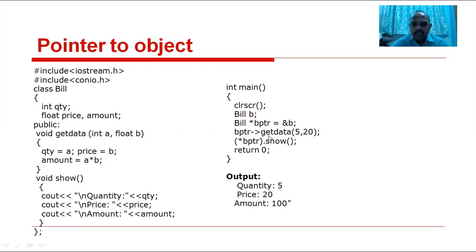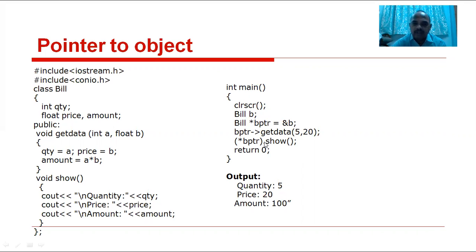So we want to call this function here using BPTR arrow get data of 5, 10. At the calling time, we are sending these 2 arguments. Those are called actual arguments. It can call this function, integer A equal to 5 and float B equal to 20. Then quantity equal to A and price equal to B, amount equal to A into B. That's enough. Clear?